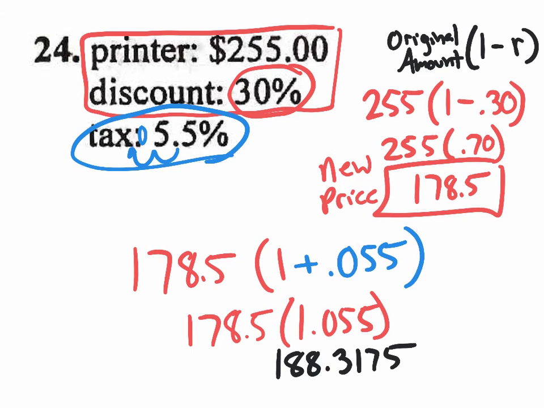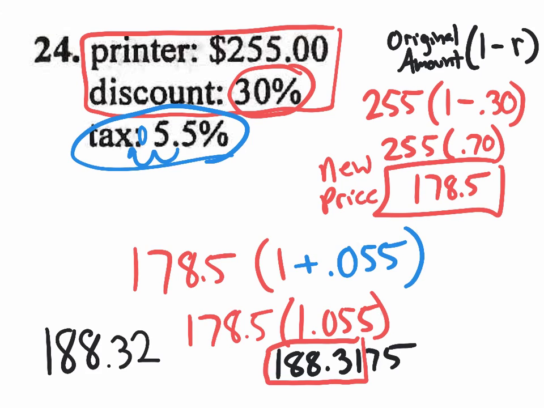We get a final answer of 188.3175. In terms of money, what's my actual out-the-door price? $188.32, because the 7 changes that 1 to a 2. So it's $188.32 for this original $255 printer out the door with taxes at 5.5%.